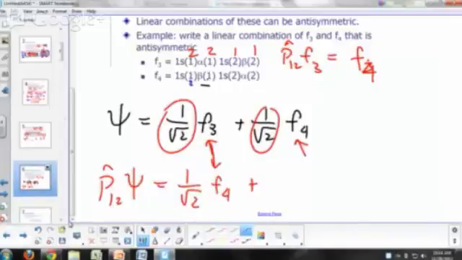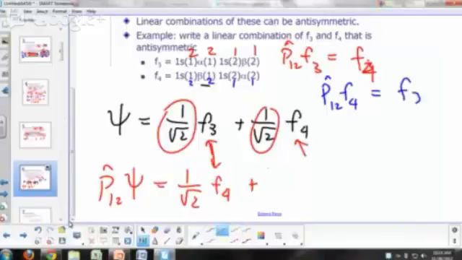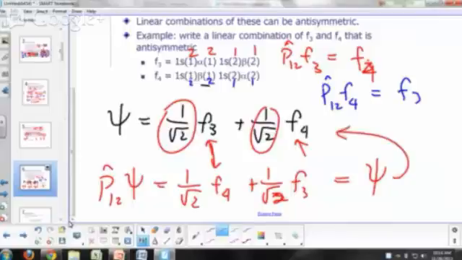What if we switch labels between electron 1 and 2 here? This is now 2, that's now a 2, that's now a 1, that's now 1. So if we switch labels for electron 1 and electron 2 in function F4, we get F3. So this is now going to be 1 over square root of 2 F3. Well, that's the same as what you have originally, right? So is this acceptable or not? This is not acceptable. Why?